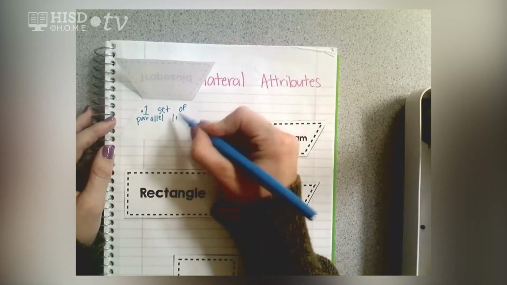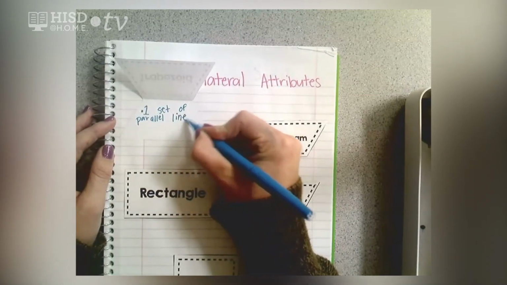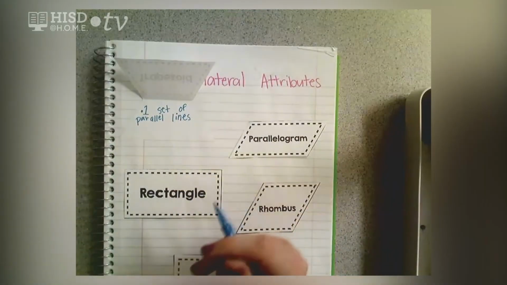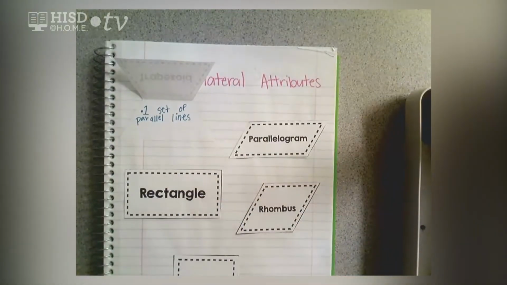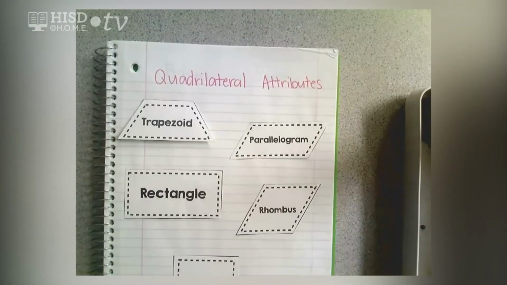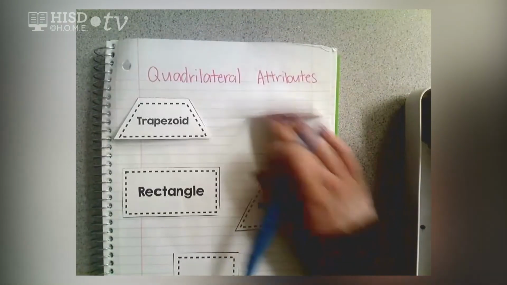I always spell parallel wrong, so I want to make sure I'm spelling it correctly for you guys. One set of parallel lines, or two parallel lines. A set is two, right? I have a set of shoes, a set of hands, a set of ears to listen. There we go. Now let's look over at parallelogram.